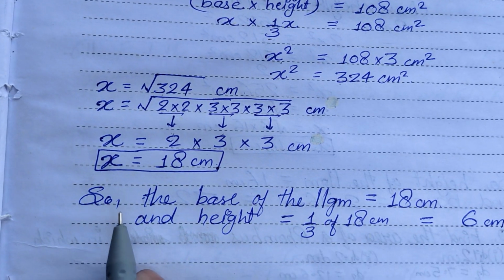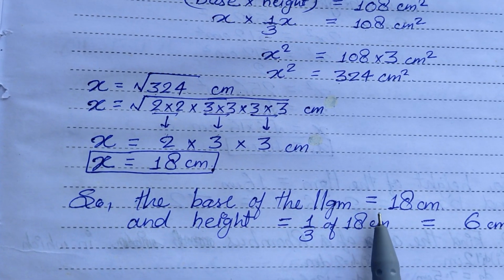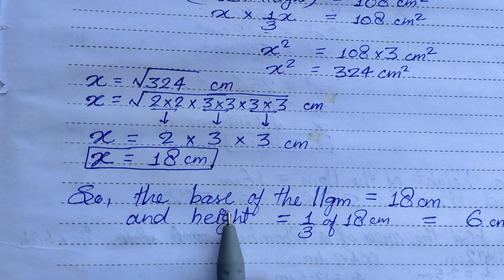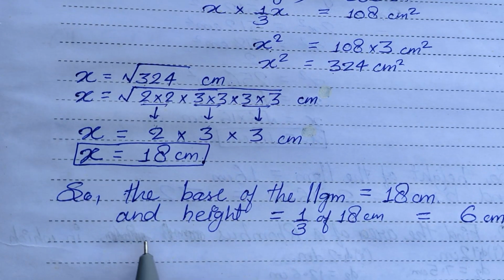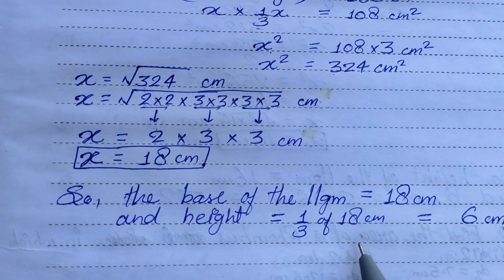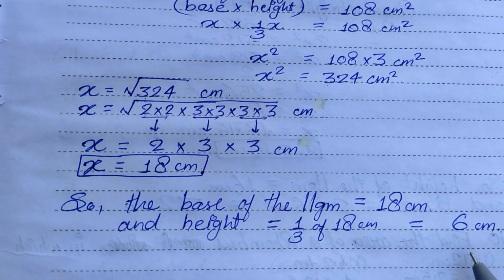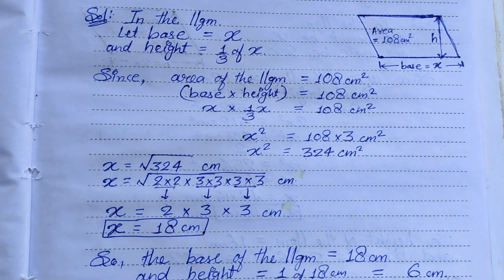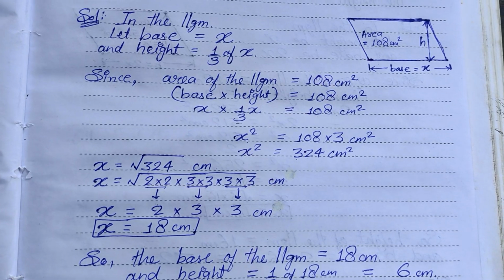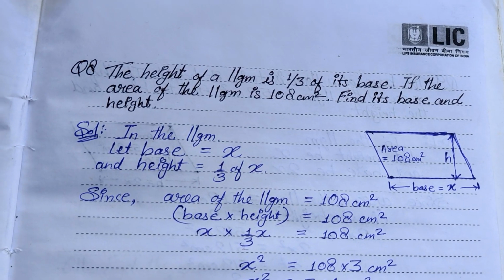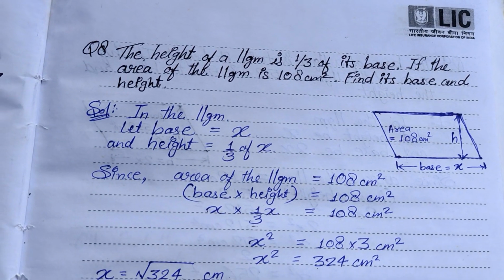Now the base of the parallelogram is equal to x, so x is 18 centimeter. So the base of the parallelogram is 18 centimeter and the height is 1/3 of the base. So 1/3 of the base is equal to 6 centimeter. So children, students, listen to it very carefully and solve it in your copy. Thank you.